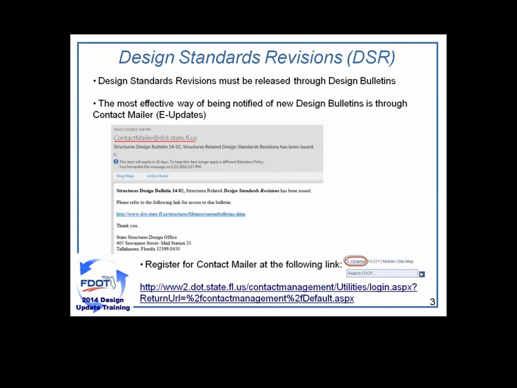Design standards revisions must be released through design bulletins. Contact mailer is the best way to be notified of design standards bulletins, and I just wanted to bring this up because I thought it was curious. We have two names for it. One is e-updates, which is actually at the top right corner of each website. You'll have a little button there you can push to sign up for it and register if you're not already registered. But you'll receive a contact mailer email similar to the one shown here when bulletins are released.